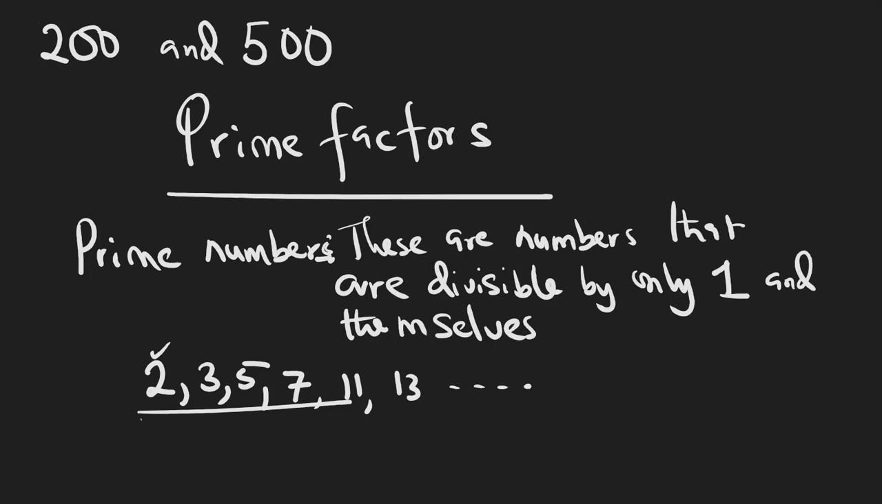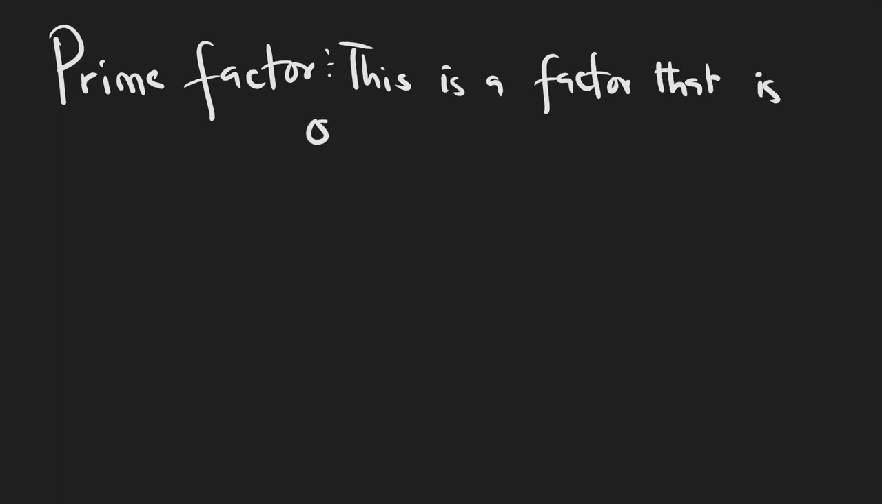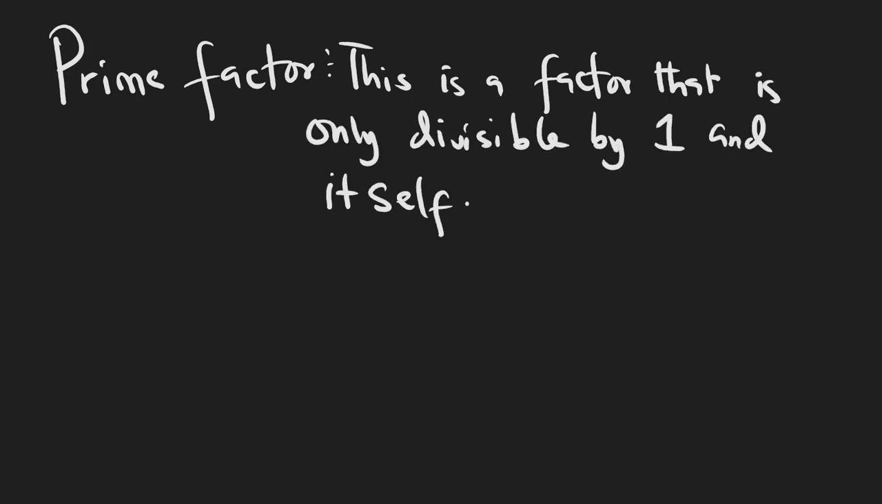Prime factors are the factors, as we have seen earlier, that a factor is a number that is divisible by another number without any remainder. Is that so? A prime factor now is a factor that is only divisible by 1 and itself. So a prime factor is a number that is only divisible by 1 and itself.